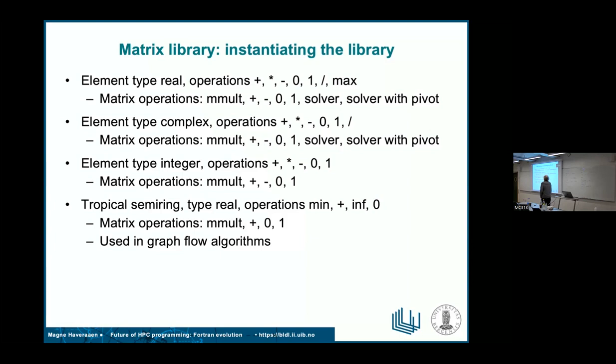And I get matrix operations. I get matrix multiplication, because that only requires star and plus. I get matrix addition, because that only requires plus. I get the zero matrix, because I have the infinity. And I get the unit matrix, because I have infinity and zero.